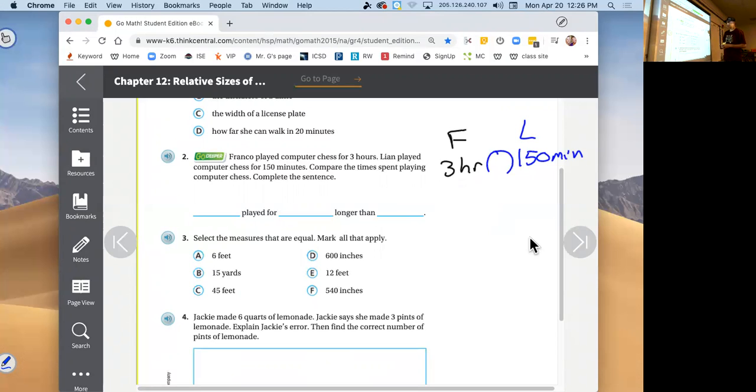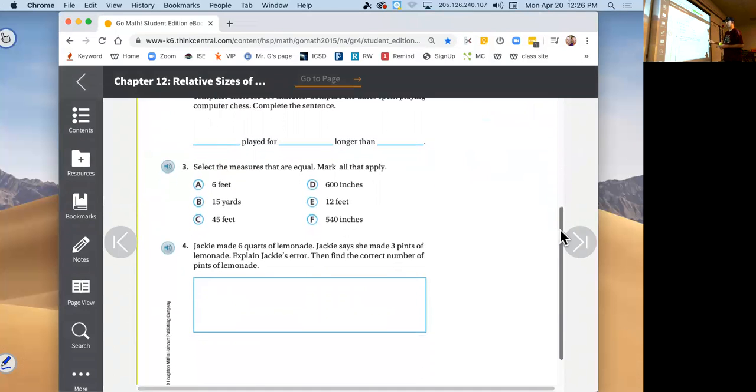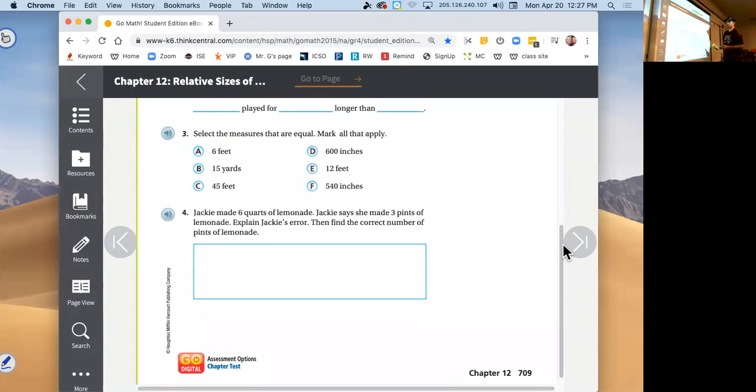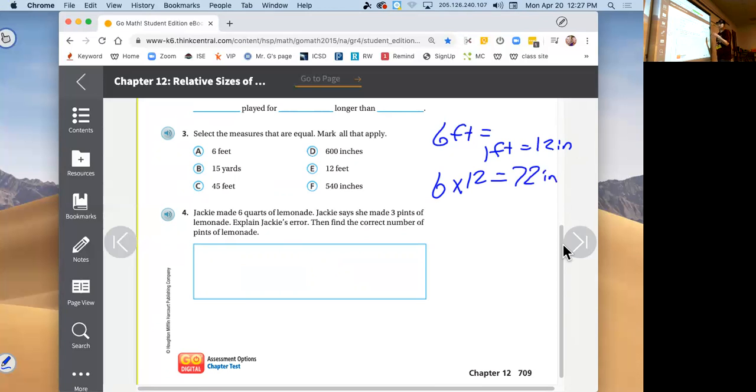Select the measures that are equal. Mark all that apply. Number 3. So 6 feet. Well, we're going to have to do a conversion. I'm just going to do this one. 6 feet equals how many inches? Well, 1 foot equals 12 inches, so you can go 6 times 12 equals what? 72 inches. Well, that's not any of those. So we're not converting to inches.